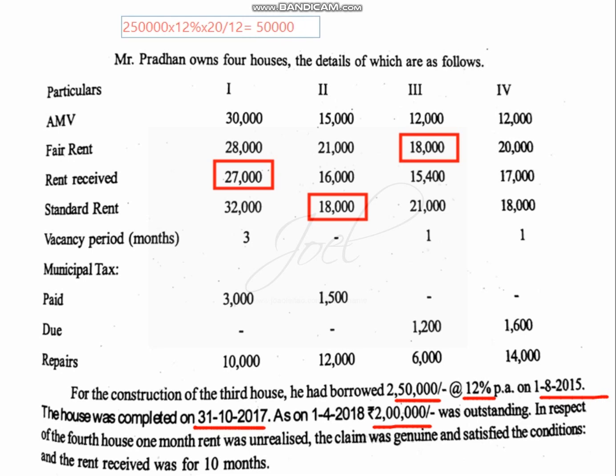This is my pre-construction period interest, but this is not the amount I am supposed to deduct. What I have to deduct is 50,000 divided by 5. That means 10,000 will be the amount I have to consider for deduction purpose. So for pre-construction period interest, it will be 10,000. I have to consider 10,000 as pre-construction period interest.